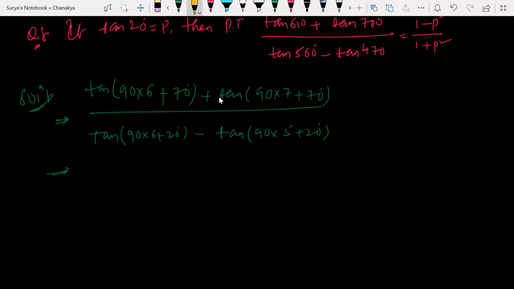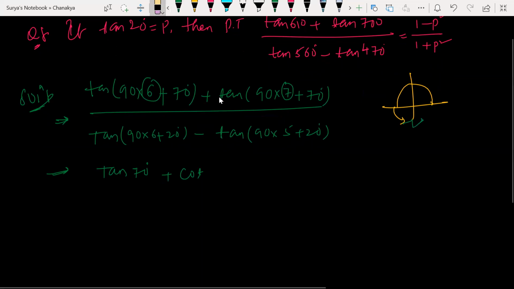Look at it, 90 six times, so 4 times stops here, 5 times, 6 times, plus 70, which means third quadrant. In third quadrant, tan remains tan, since it is an even multiple. Now tan 630 plus 70, here the multiple is odd, so tan changes to cot. What sign do I get here? 7 times, so it will be in the fourth quadrant, and it will be minus.